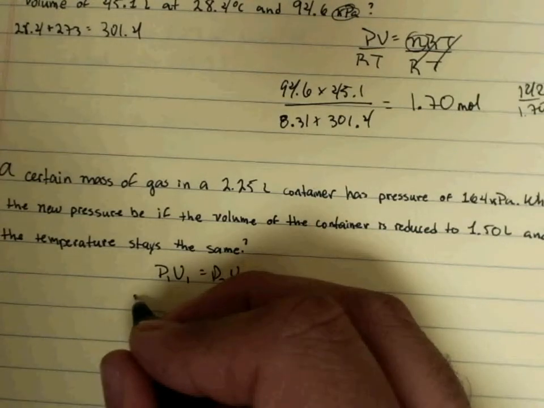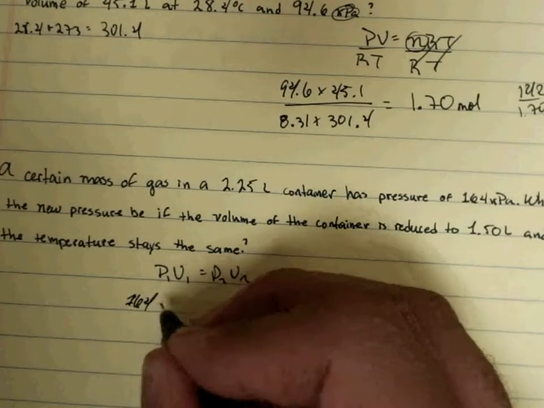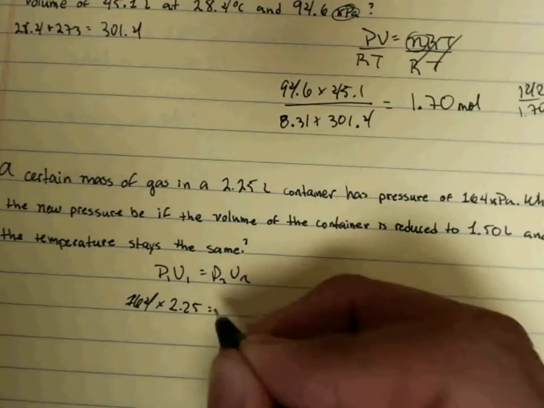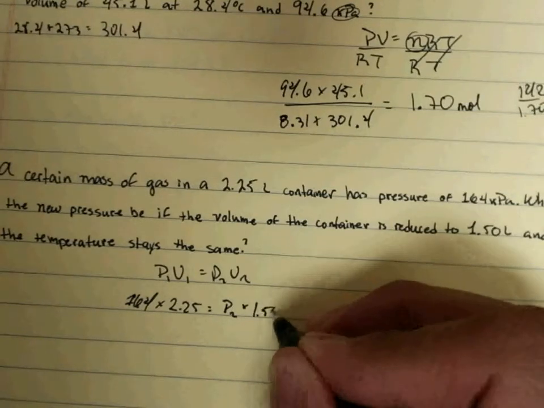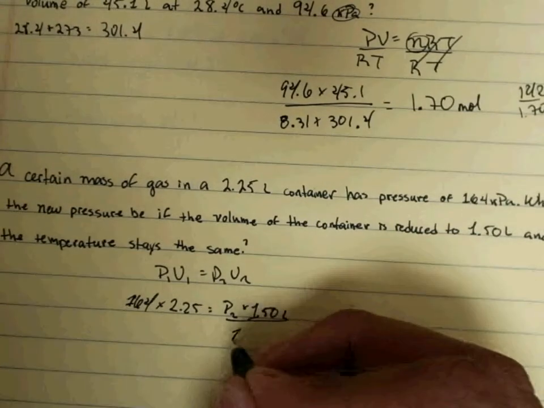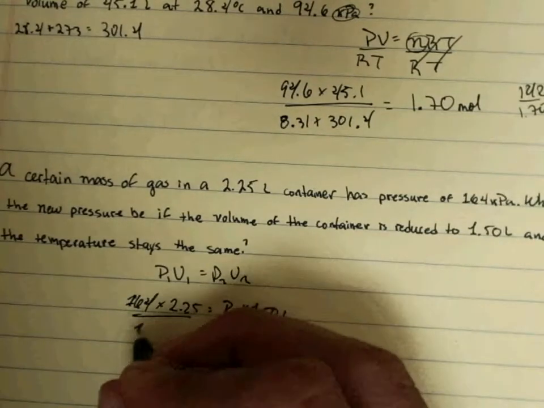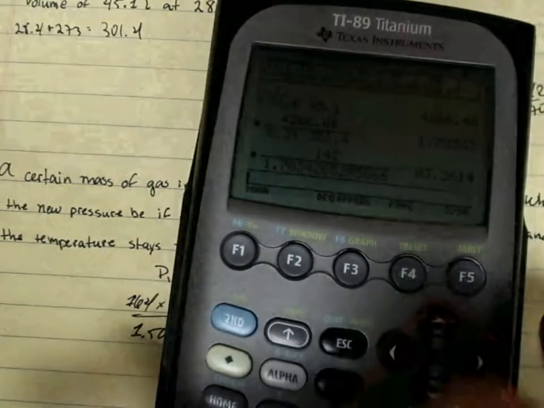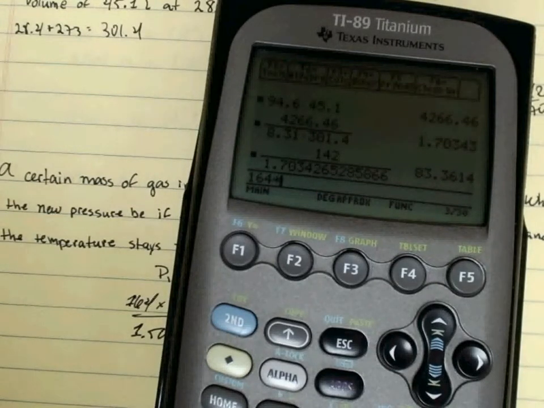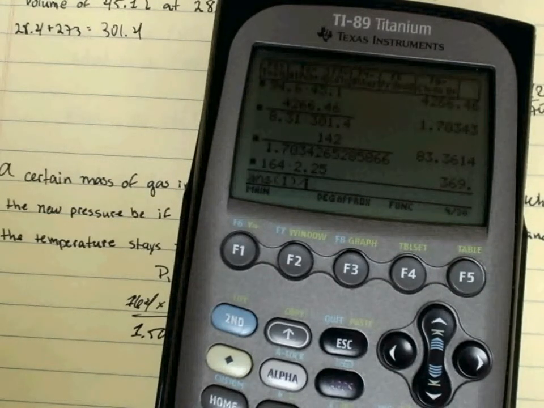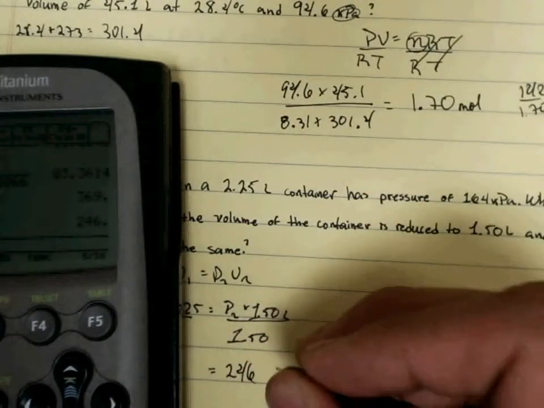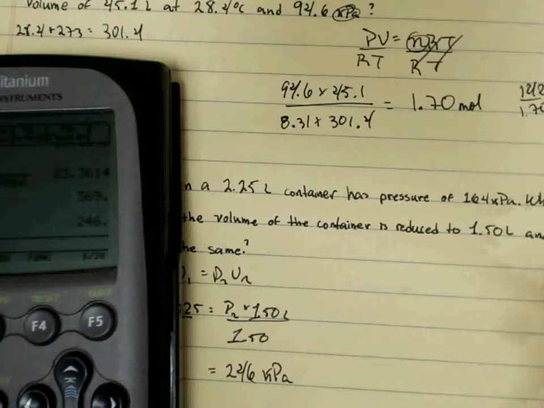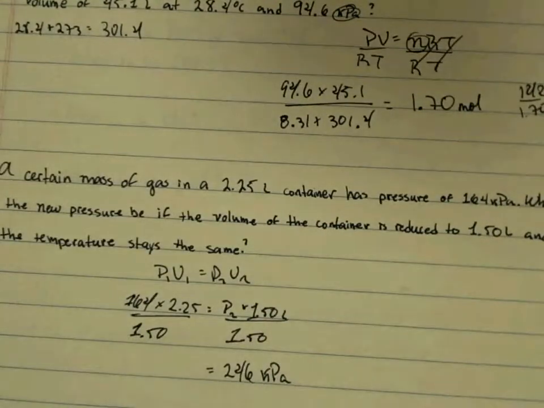My initial pressure is 164. I'll multiply that by 2.25. That's going to equal pressure 2 times my volume, which is 1.50 liters. I'm going to divide by 1.50 on both sides. So I'm going to do 164 times 2.25 divided by 1.5. That equals 246 kilopascals. And that makes sense because if I have less space but the same amount of material, the pressure will increase.